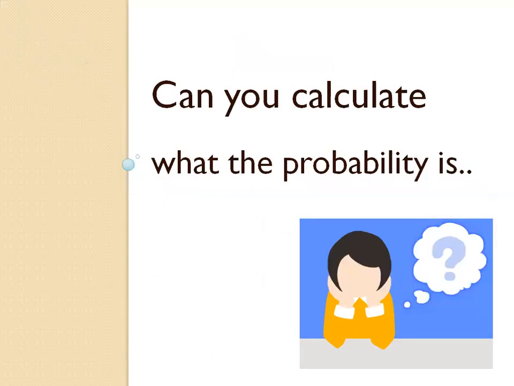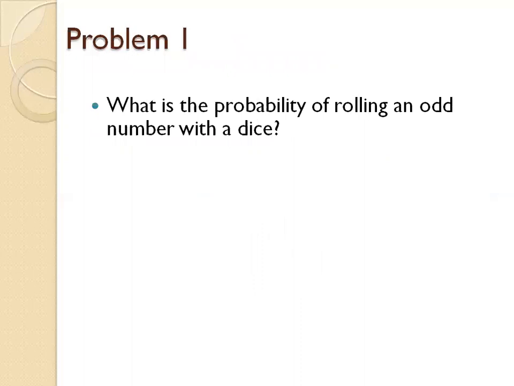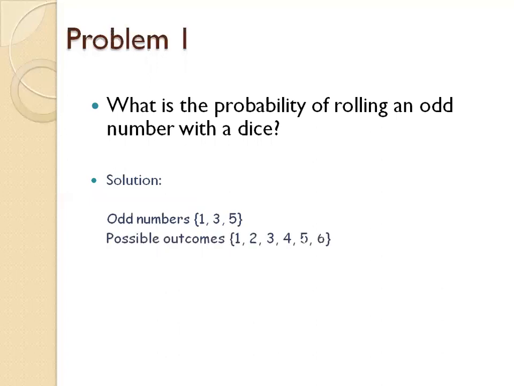Now we will be calculating the probabilities for a few different examples. Let's begin. Problem number 1. What is the probability of rolling an odd number with a die? The possible outcomes are 1, 2, 3, 4, 5 and 6. And odd numbers are 1, 3 and 5 out of the 6 numbers.